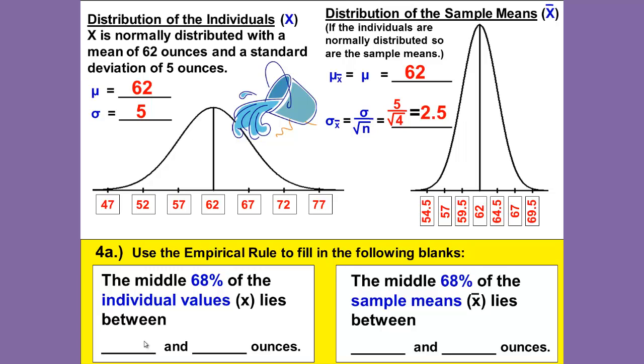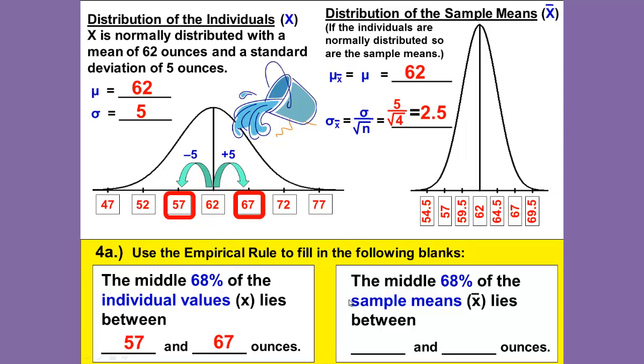Using that, we can now answer question 4A. Use the empirical rule to fill in the following blanks. The middle 68% of the individual values lie between blank and blank ounces. Notice the key words here are individual values. Since we're talking about the individual values, we will use the individual distribution. We will use the numbers here. And since it's 68%, by the empirical rule, that is 1 standard deviation jump in both directions. So that will be 57 and 67, 1 jump in both directions. So the middle 68% of the individual values lie between 57 and 67 ounces.